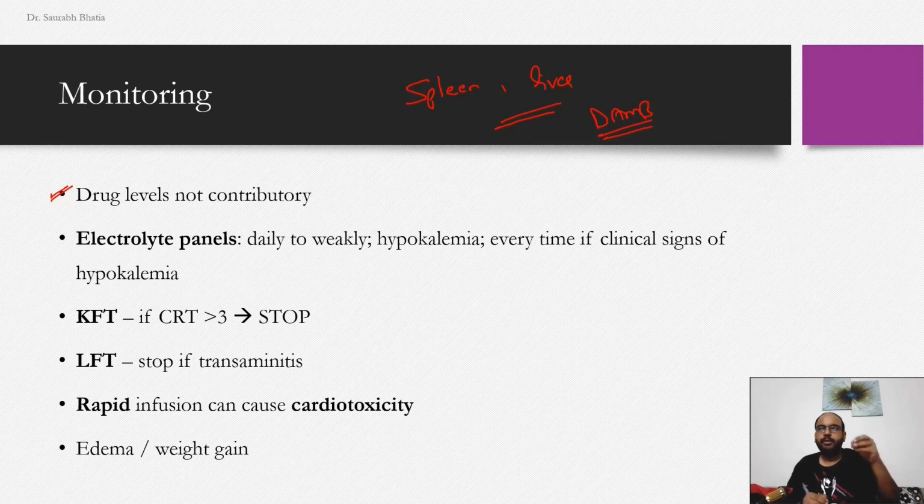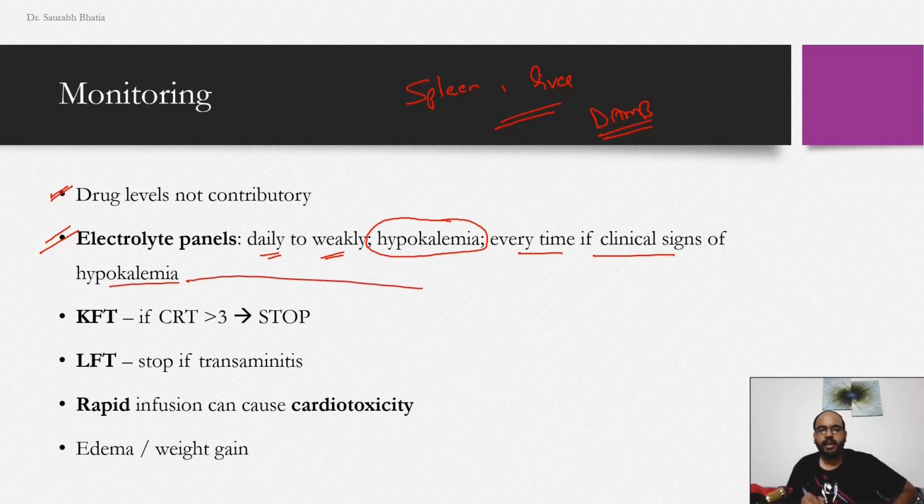Okay, so you might not see much drug in the system, but the drug can stay for a longer time in the system. So you don't have to monitor by keeping the amphotericin B levels in mind. It's better to do electrolyte panels. You can start with daily and then switch to weekly. There are no issues. Keep hypokalemia in your mind always when your patient is receiving amphotericin B. Clear? And you have to do it every time if there are any clinical signs of hypokalemia.